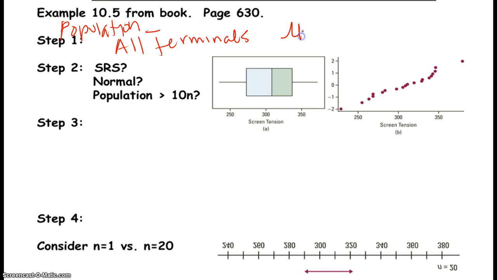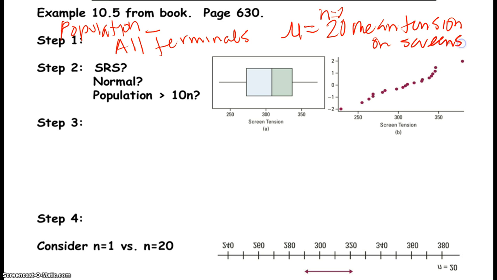We're searching for the true mean of 20. So if a sample size of n equals 20, we're trying to find what the true mean is for tension on the screen. So the true mean tension of the screens. That's what the problem's about. Okay, so after we decide what we're looking for, we're going to verify our 3 conditions, and you're going to add one here, independence.